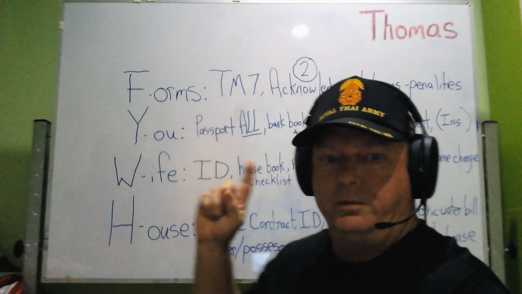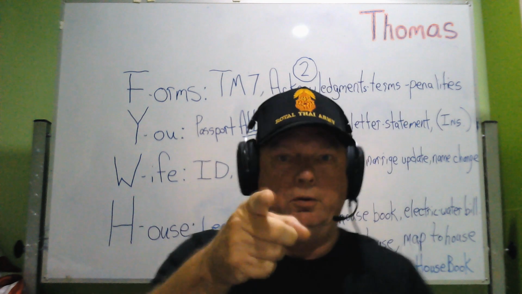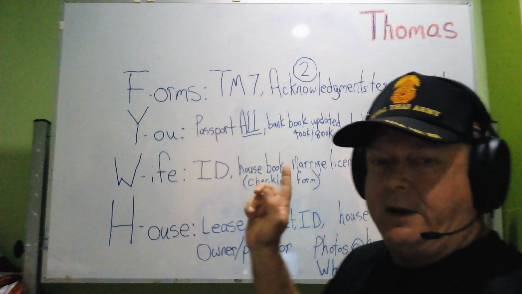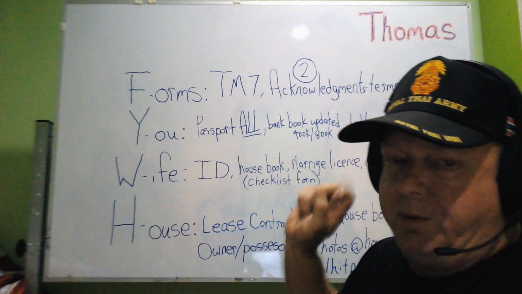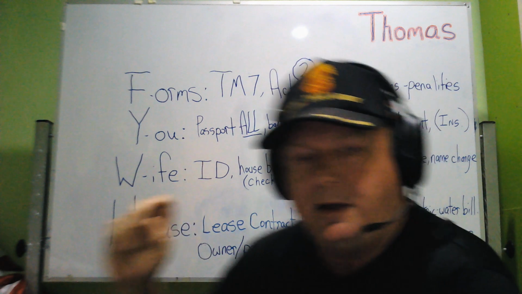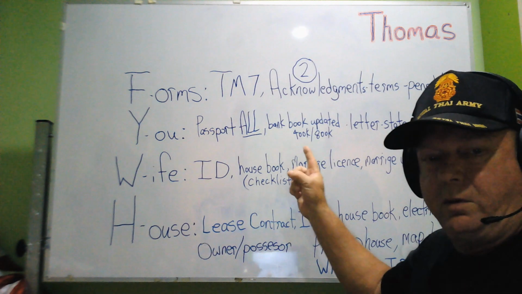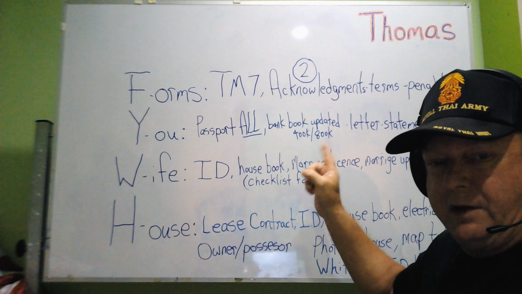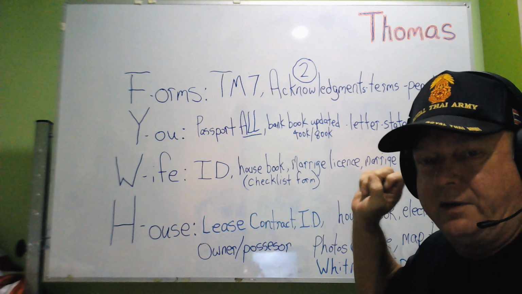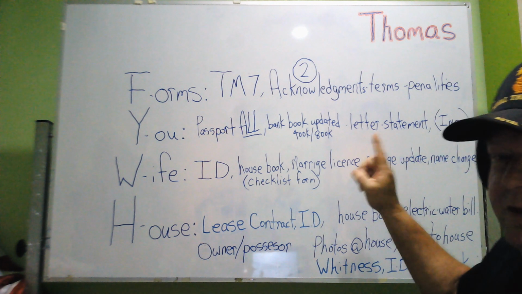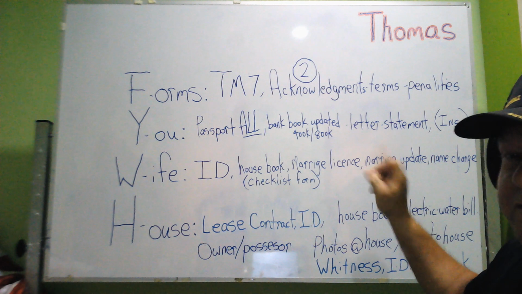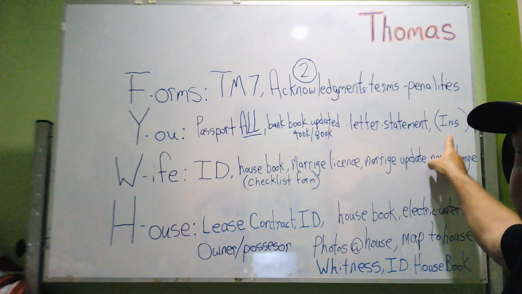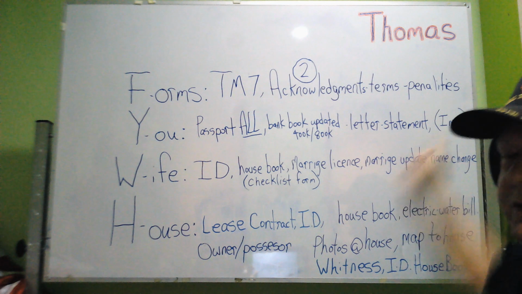Let's go to Y for you, right? So as you can see, you need your passport, you need all pages, you need your bank book. Now this is a key difference. Your bank book for a marriage visa, you need to have 400,000 baht. Retirement visa, double to 800,000 baht. You need a letter of statement from your bank, and insurance if you're on a retirement visa. Okay, so this is all about you. What do you need to provide?